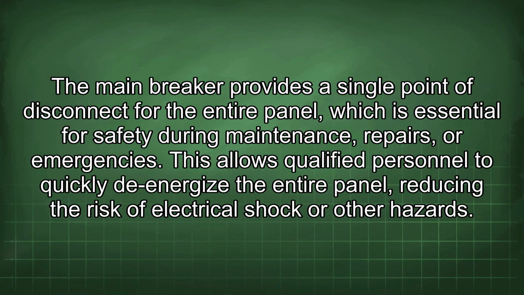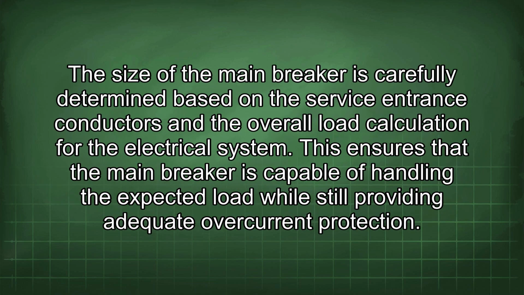This helps to prevent inconsistencies and potential hazards that could arise if panels were allowed to be installed without main breakers. The main breaker provides a single point of disconnect for the entire panel, which is essential for safety during maintenance, repairs, or emergencies. This allows qualified personnel to quickly de-energize the entire panel, reducing the risk of electrical shock or other hazards. The size of the main breaker is carefully determined based on the service entrance conductors and the overall load calculation for the electrical system. This ensures that the main breaker is capable of handling the expected load while still providing adequate overcurrent protection.